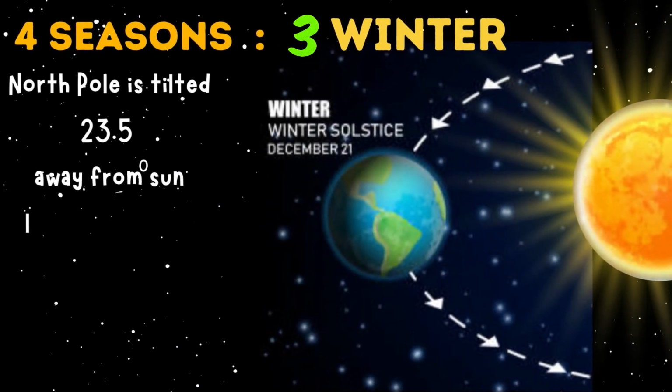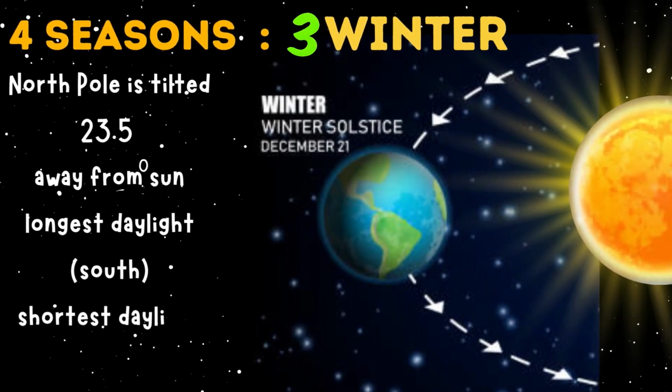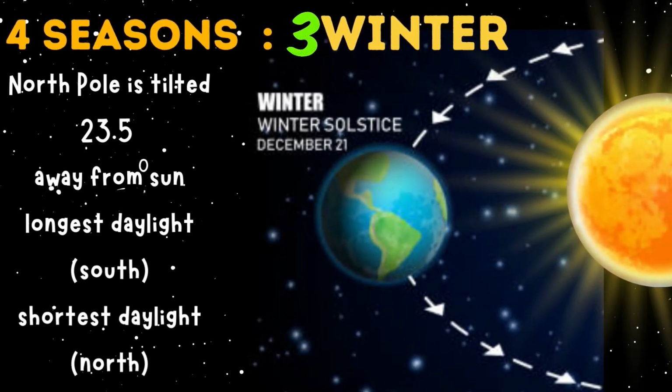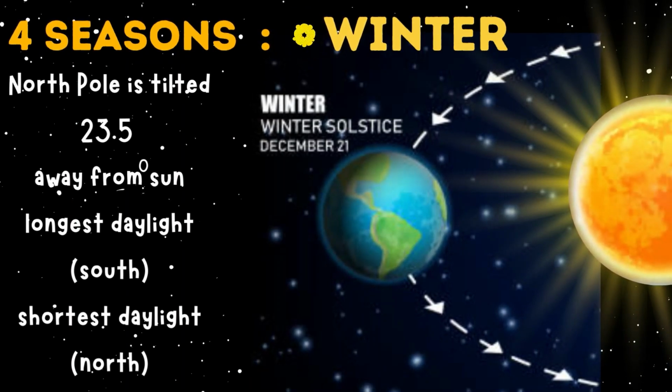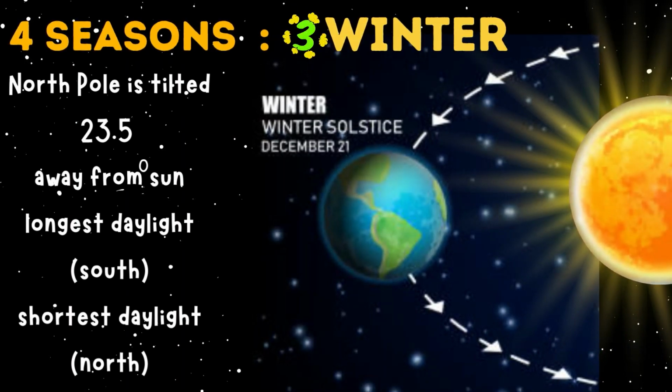The third one is winter. It starts on December 21, and the North Pole is tilted 23.5 degrees away from the sun. So it's far from the sun. The longest daylight occurs in the southern hemisphere, while the shortest daylight period occurs in the northern hemisphere. So this is the third one, winter.